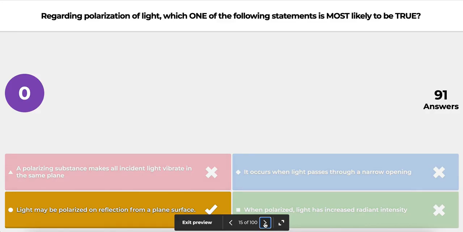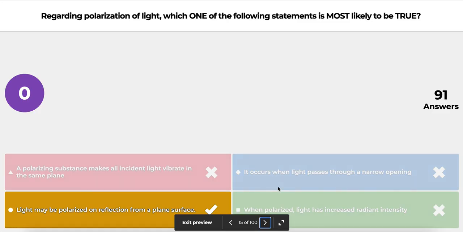Exactly. So let's analyze the answers. A polarizing substance makes all incident light vibrate in the same plane. This is wrong. The function of the polarizing substance is to allow transmission of light in a certain plane, but it doesn't convert light waves of different planes to the same plane. In other words, polarization doesn't convert the light rays, it just allows their transmission. This is the function of the polarizing substance.